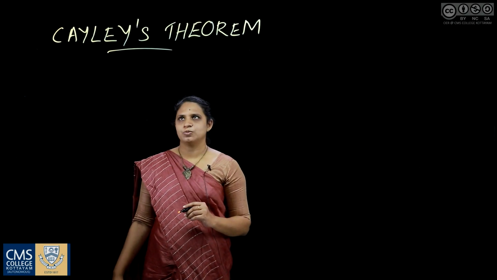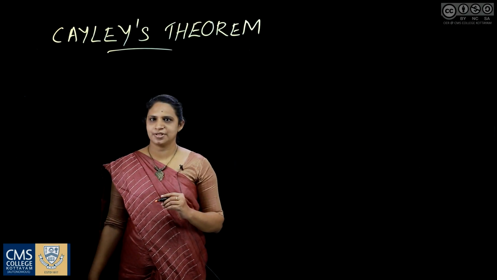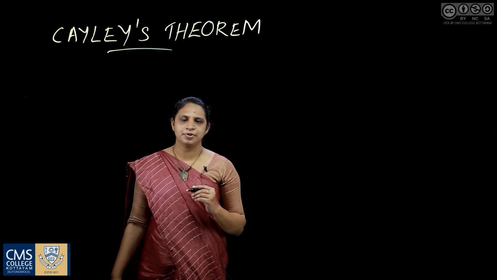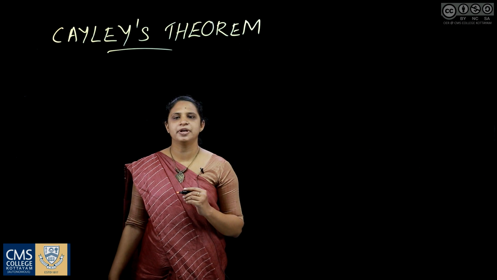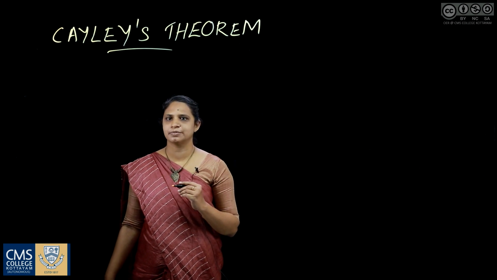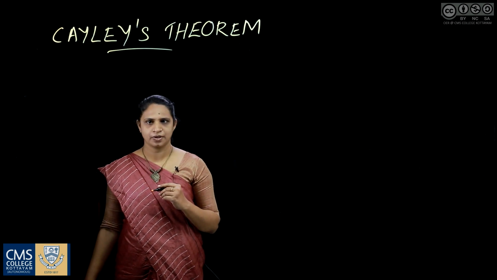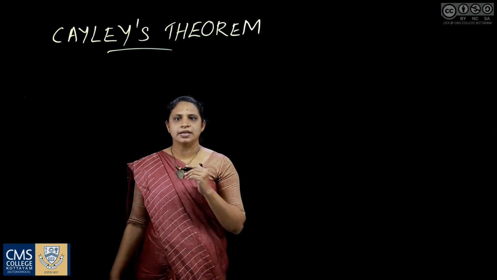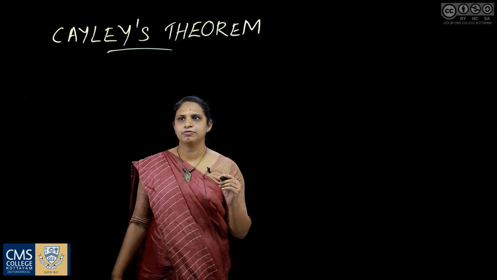Today, let us prove one of the most important theorems in group theory, Cayley's theorem. Cayley's theorem is named in honor of Arthur Cayley, a British mathematician who worked mainly on algebra. Cayley's theorem states that every group is isomorphic to a group of permutations.